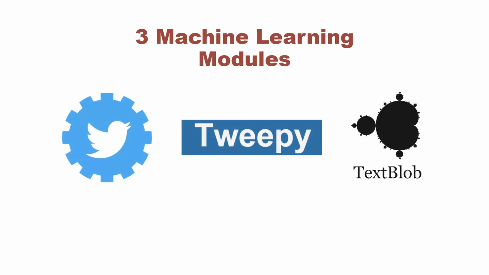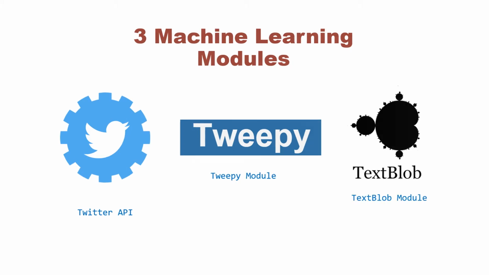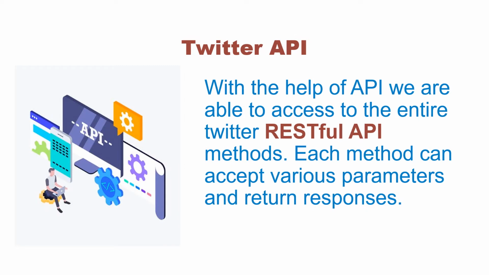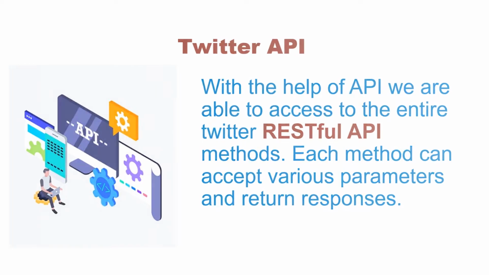Twitterments uses 3 machine learning modules. These are the Twitter API, Tweepy module, and the TextBlob module. The Twitter API allows the application to access the entire Twitter RESTful API methods. Each method can accept various parameters and return responses.